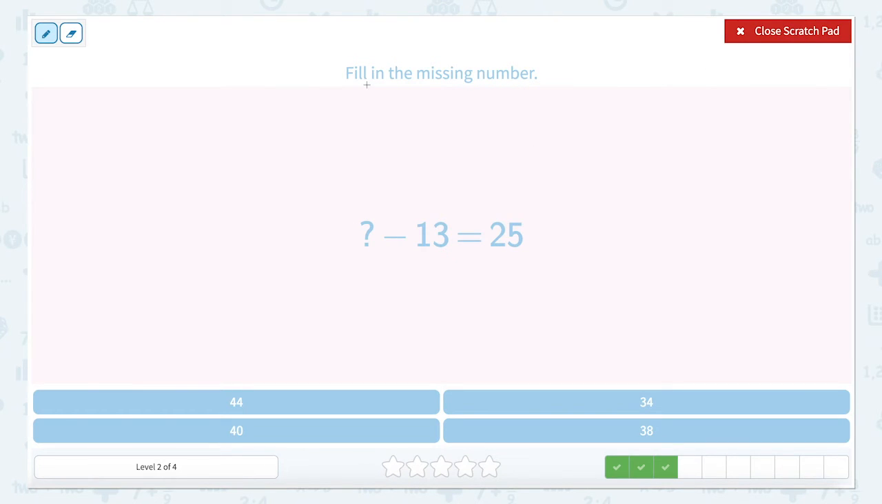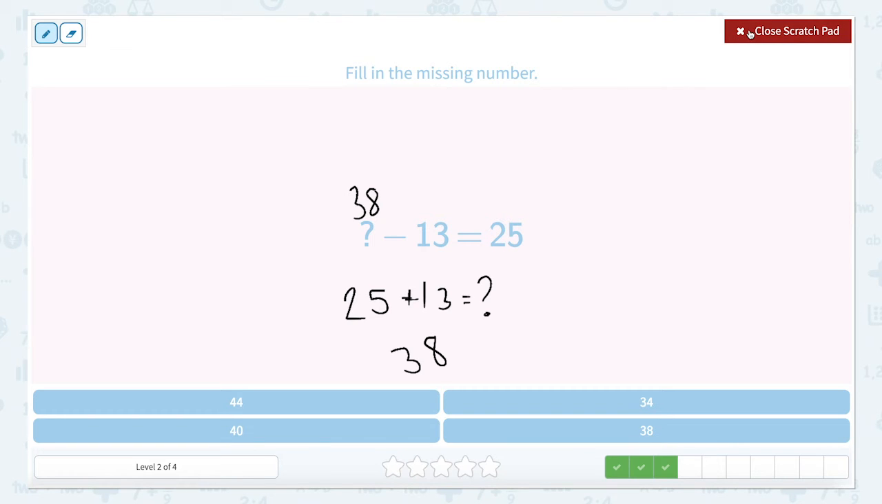This one shows fill in the missing number. Question mark minus 13 equals 25. So again, the first thing we should do is rewrite this as an addition sentence. 25 plus 13 equals question mark. So 2 tens and 1 ten gives me 3 tens, 5 ones and 3 ones gives me 8 ones, so 38. So if I had 38 and I took away 13, would that give me 25?